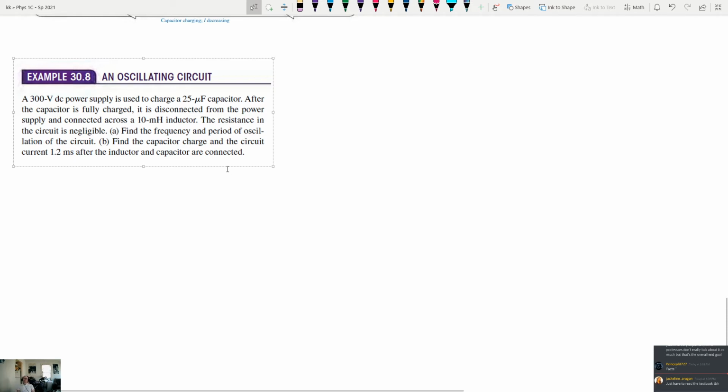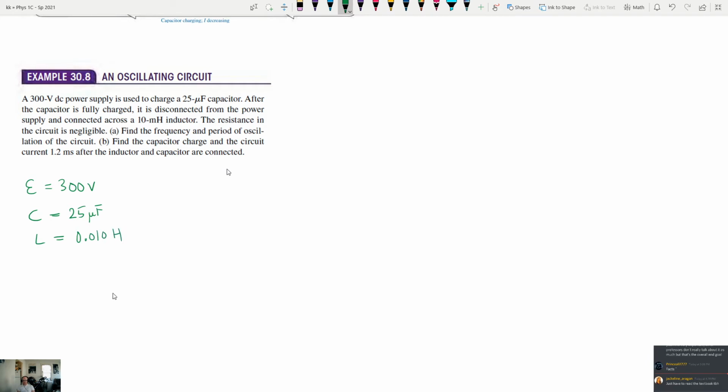Okay, so what we have in this problem is an EMF of 300 volts. We have a capacitor that is 25 microfarads and an inductor that is 10 millihenries. I'm just going to write that as 0.010 henries. And the resistance in the circuit is negligible, so there's no resistance. We want to find the frequency and period of oscillation of the circuit. That is really easy to do.